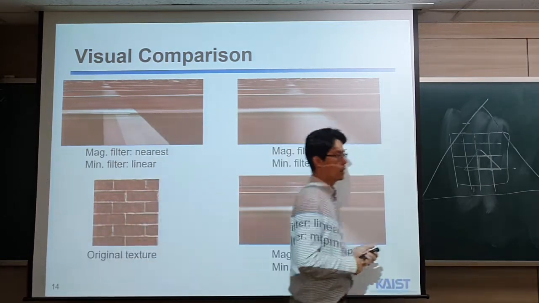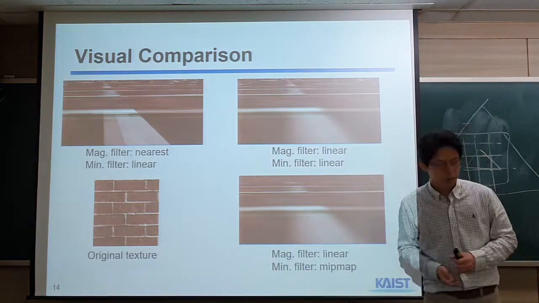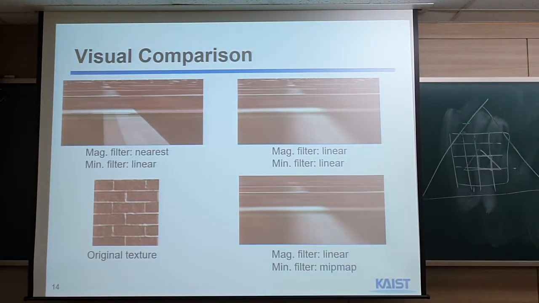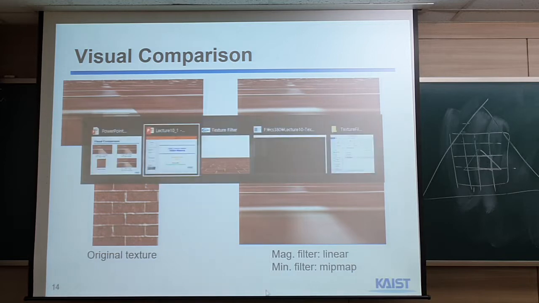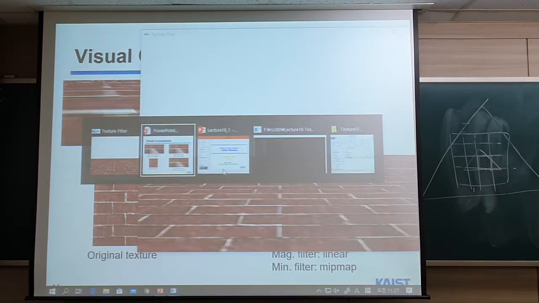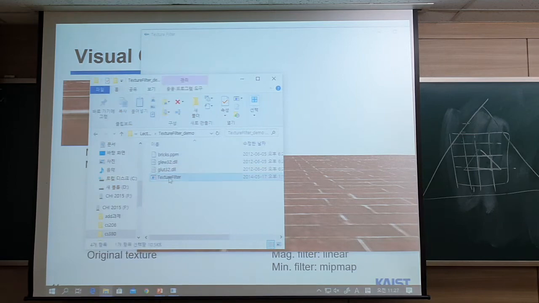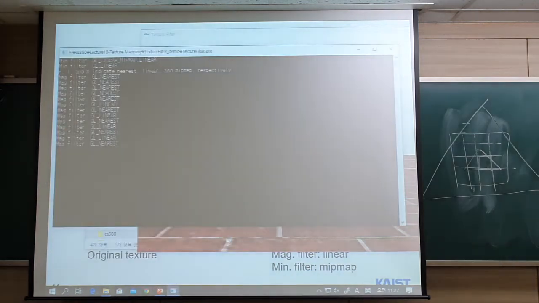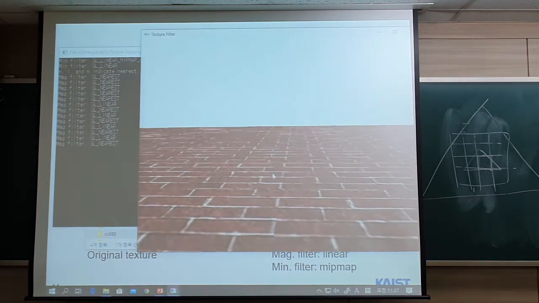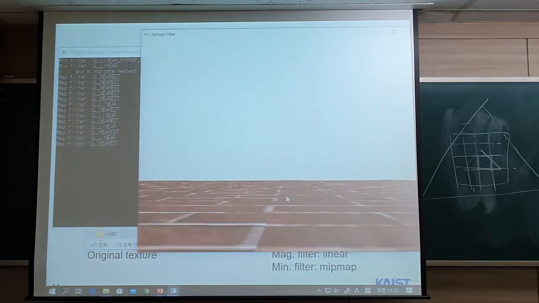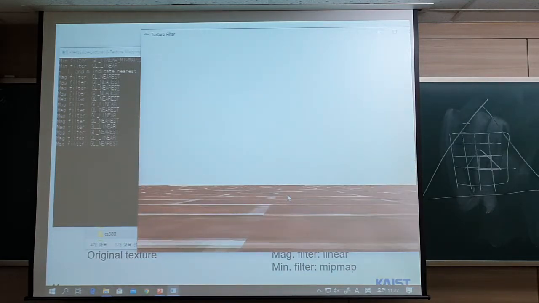Actually, let me show some of the demo here. I think this texture filter demo is available from our course homepage. If you run this texture filter one, then you can have this one. So you can change it here. Here, if you click the H, then you can see that there is an available key map here. But I remember this key map here.